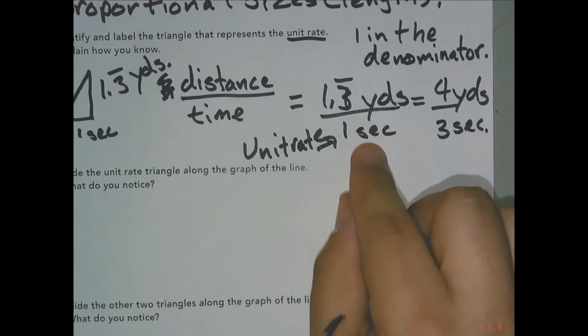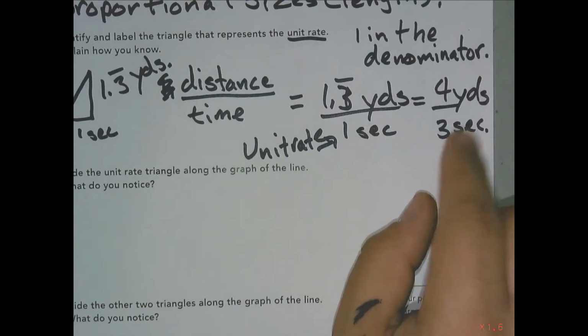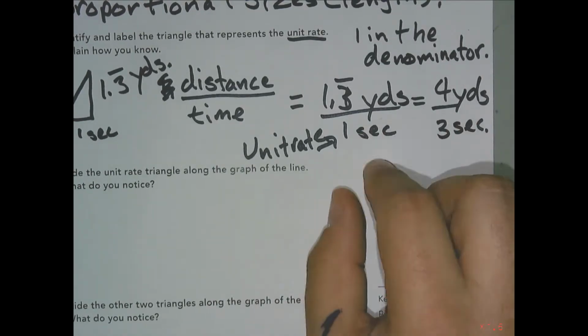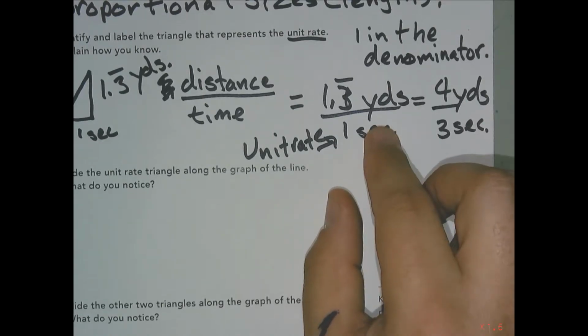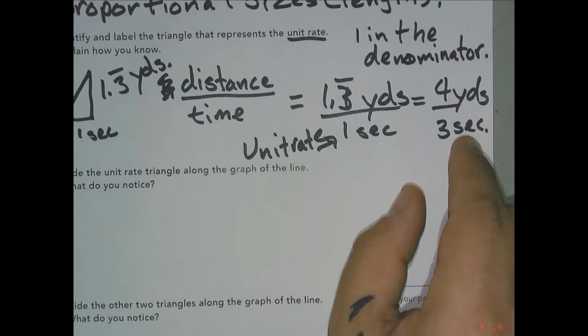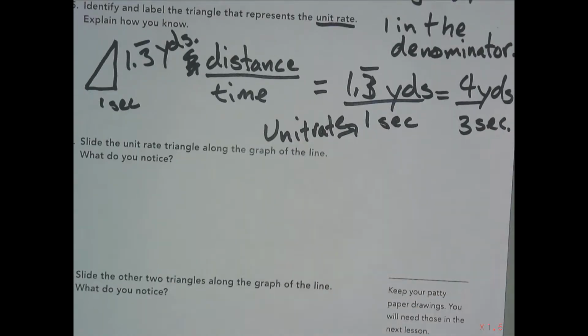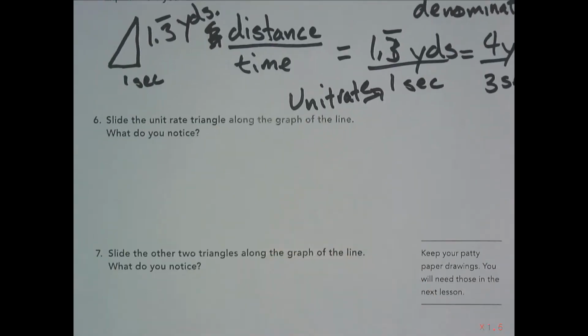Well, I got back up. If you were not a pure mathematician you might go for this. If you were to ask a physicist, they would say this is the unit rate. I guess it would go either way. But for most of your high school mathematics career, unit rate refers to having a 1 in the denominator. Okay? So now it says slide the unit rate triangle along the line. What do you notice?